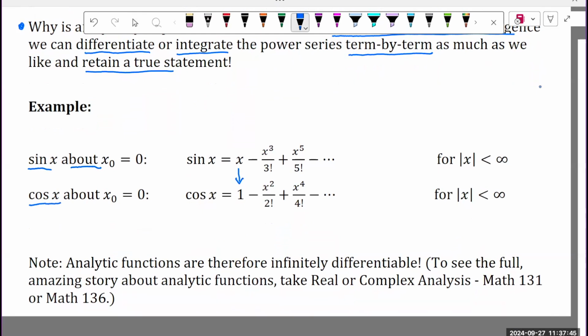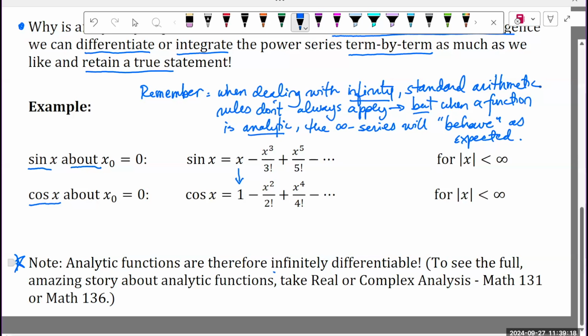So just to reemphasize, when we are dealing with infinity, standard arithmetic rules don't always apply, but if the functions are analytic, they will behave as we would expect. Note that analytic functions are infinitely differentiable, and if you want to know more details, take a real analysis or a complex analysis course. Let's go to the next page and look at our first example.